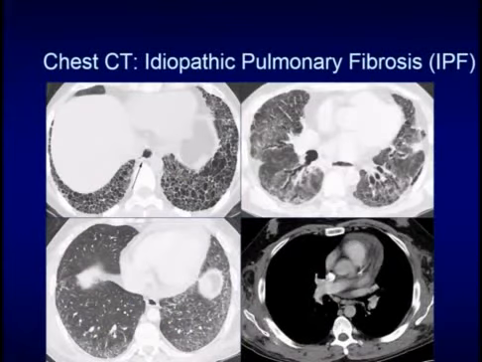So here we just have a couple cases. All are path-proven UIP. And here we see a person with a dilated esophagus, and again, this is what I mean by looking at these ancillary findings for clues, but you see, again, a basilar predominant disease, reticulation, and honeycombing, and with a dilated esophagus, this was diagnosed as scleroderma.